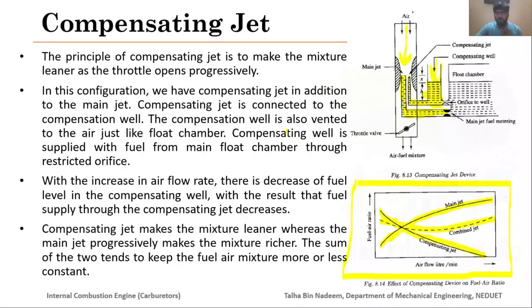And then we had the compensating jet. We discussed that at the starting of your engine, the compensating jet will provide the major portion of the fuel, and the main jet will provide the lesser portion. But as the throttle valve opens progressively, the fuel flow from the main jet will increase, while the fuel flow from the compensating jet will decrease. However, the amount of fuel from the combined jets would more or less remain constant. So ultimately it will provide you a constant fuel air mixture for different throttle valve openings.